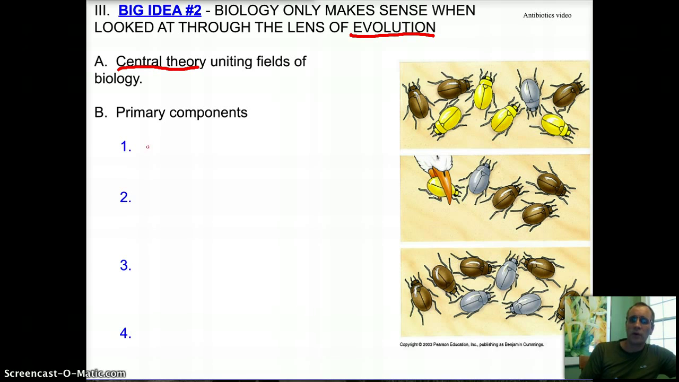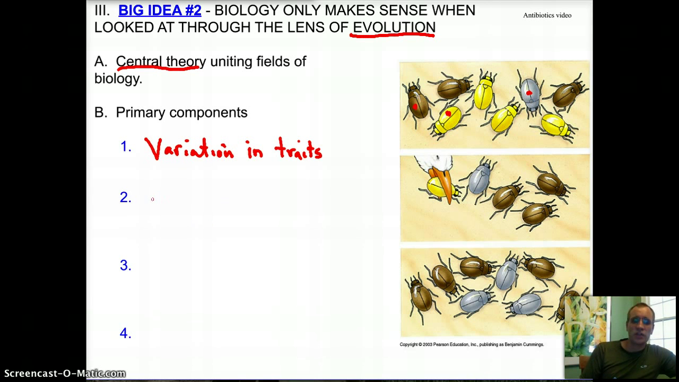So the first component of natural selection, the way that natural selection works, is that there is variation within a population. So we have a population with variety in traits or variation in traits. If you look to the right in our little diagram here, you can see there's three different colors of beetles, right? So there's variation.